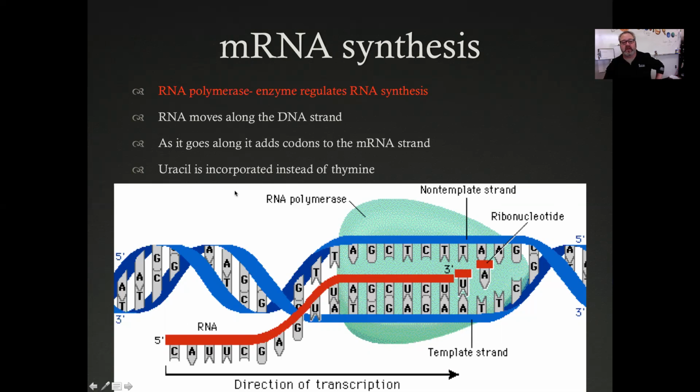As it goes on, it adds what we call codons to the mRNA strand. The codon is each three sections right here. So like CAU, that's a codon. UCG, that's a codon.